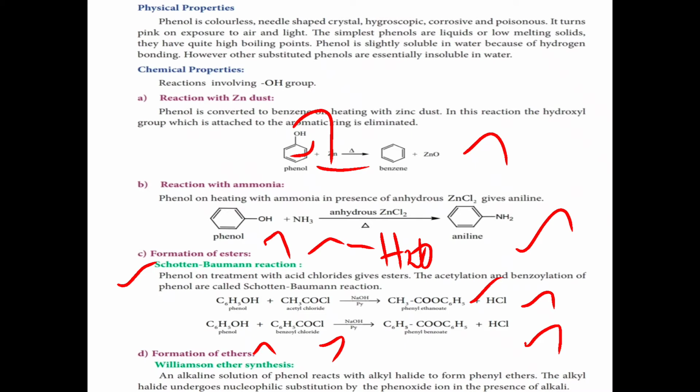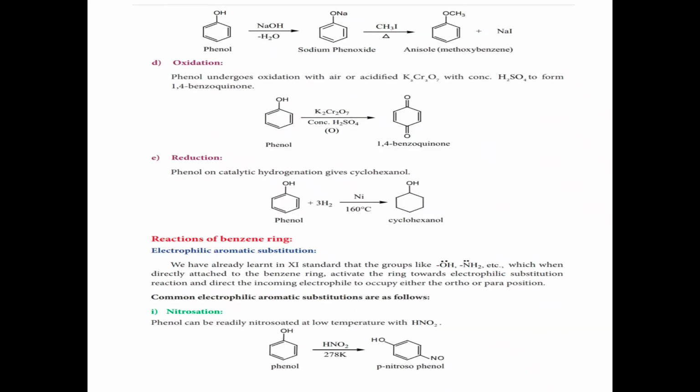And coming to the formation of ether. Ether is by the Williamson ether synthesis. We have studied in the ether lesson. See, the alkaline solution of phenol is reacted. See here, phenol, NaOH is added, ONa, sodium phenoxide is formed, followed by methyl iodide. It is anisole. Anisole is an aromatic ether. Yes, very good. Aromatic ether is formed.